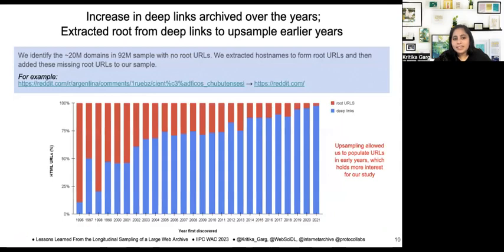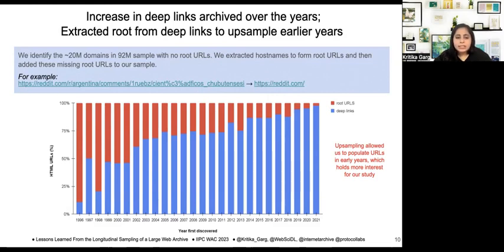The other thing that we learned is how deep links have increased over the years. So we extracted host names from these deep links. For example, with this reddit.com/Argentina/comments deep link, we extracted the host name from it, https reddit.com, and then we saw if it is already present in our data set or not. So we found 20 million such domains which were not already in our data set and added them to our sample. And that helped us upsample the earlier years.